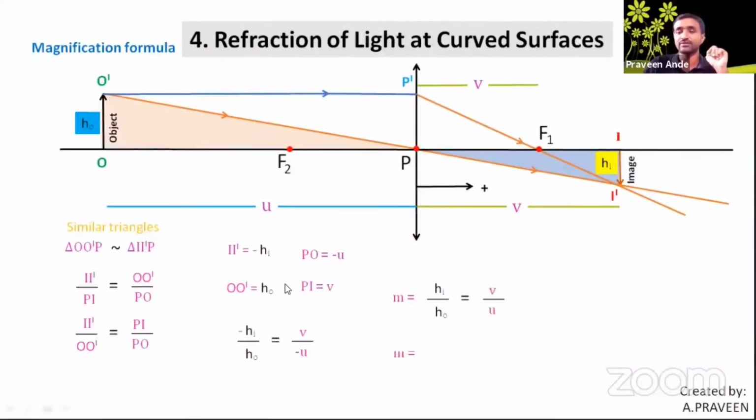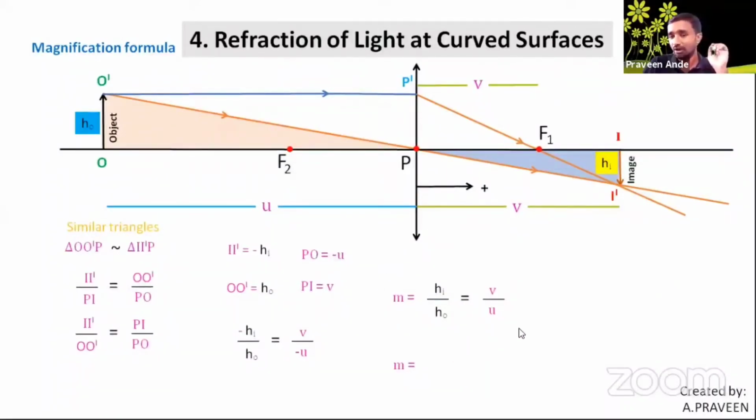Now I will define the magnification as follows. Magnification is the ratio of the image height to the object height. How is magnification defined? It is the ratio of the image height to the object height. It is a ratio between similar quantities, so there is no unit for the magnification. Both heights having centimeter units cancel, or both distances having the same units, centimeters, cancel.